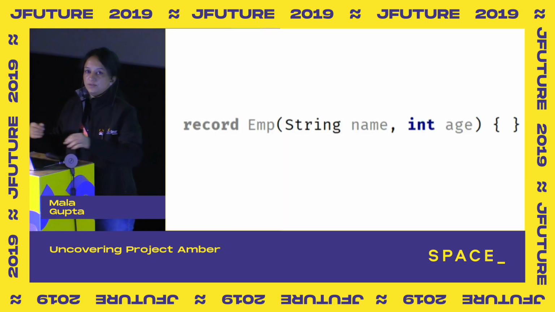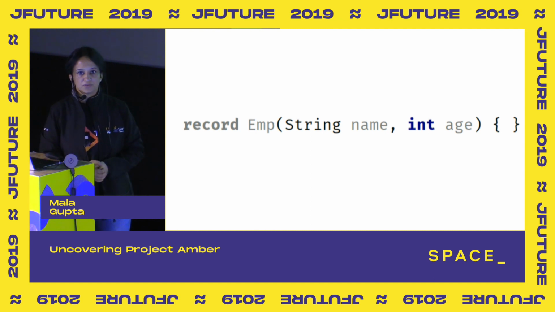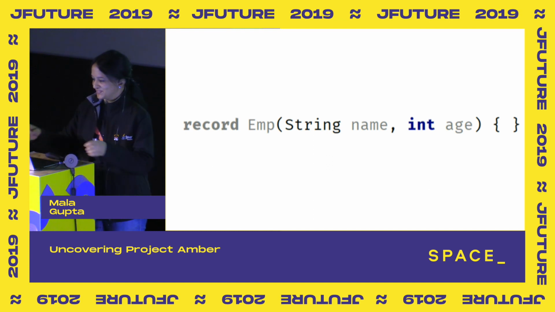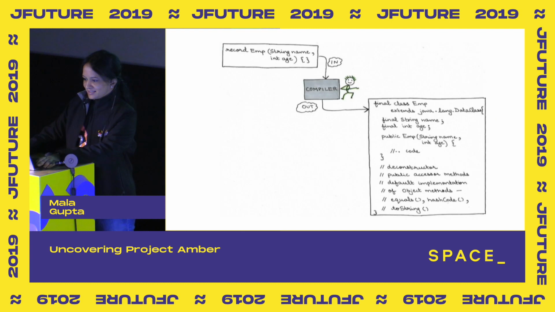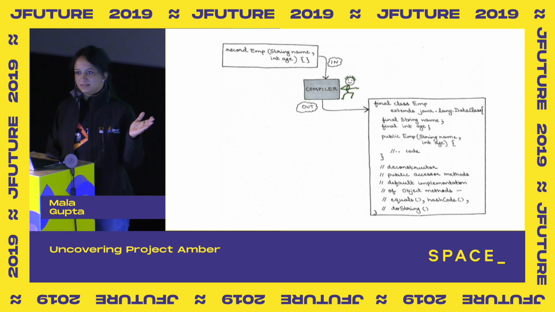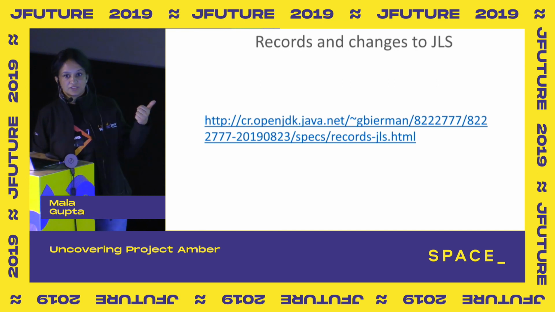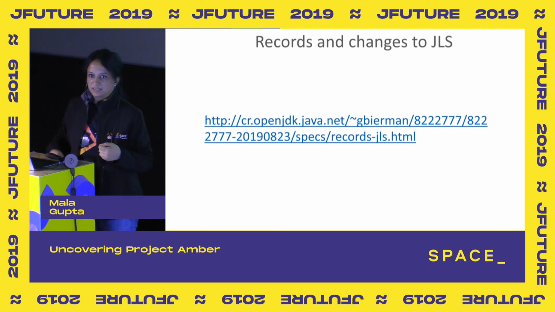With records, you would be able to define all that functionality using just one line of code. I'm wondering what Google would use in their keynote next year, because this is what they used against Java last year. Of course, this is again syntactic sugar. Behind the scenes, the compiler compiles your records to a full-fledged class. And this link includes a lot of details on records, so probably you can take a look.